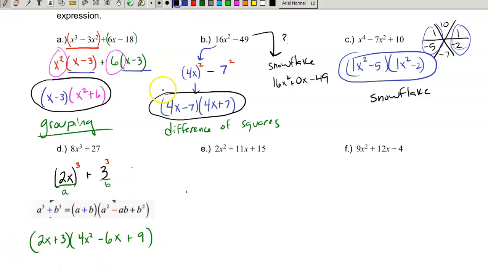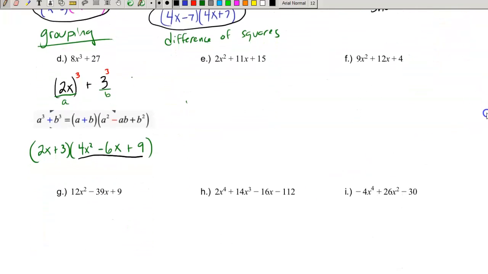Then my next question would be, well, could I factor this any further? That would be what I'm trying to figure out here. Can I factor 4x squared minus 6x plus 9? And if I wanted to double check that, I would go with a traditional Snowflake method. Even though this actually looks like a perfect square trinomial that our lesson kind of taught, but I'm going to choose to just use a classic Snowflake to get that second part done.